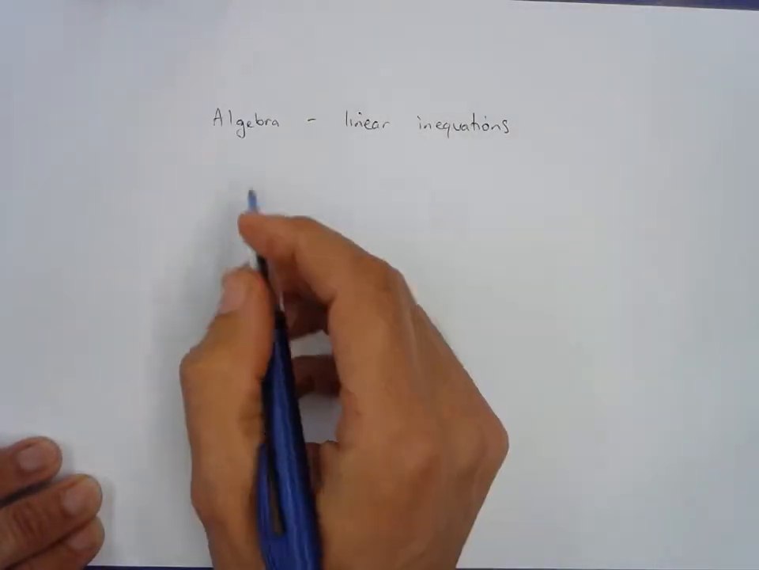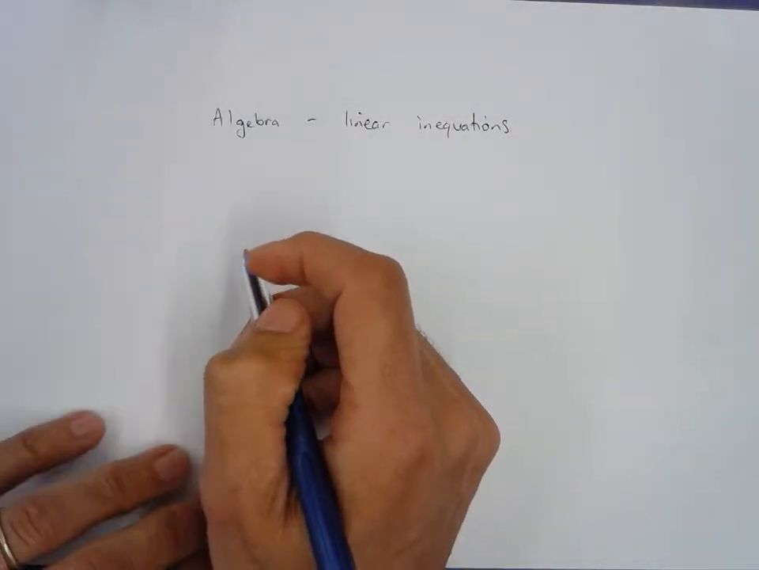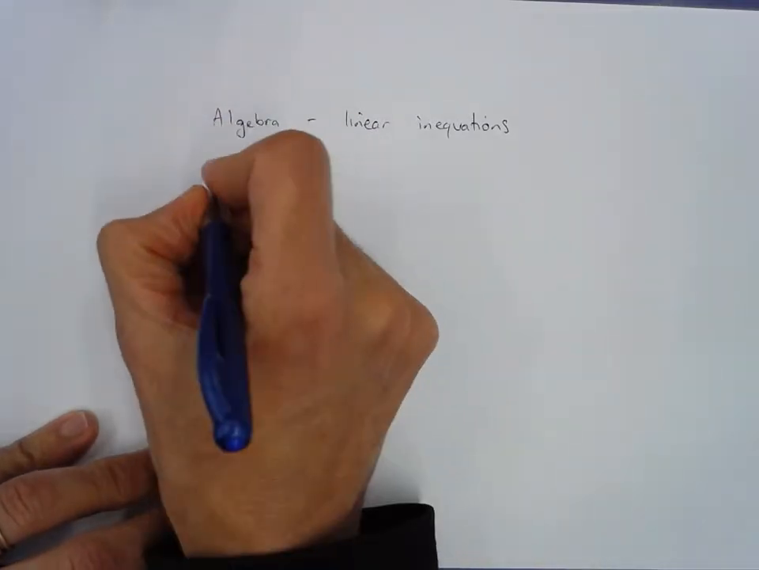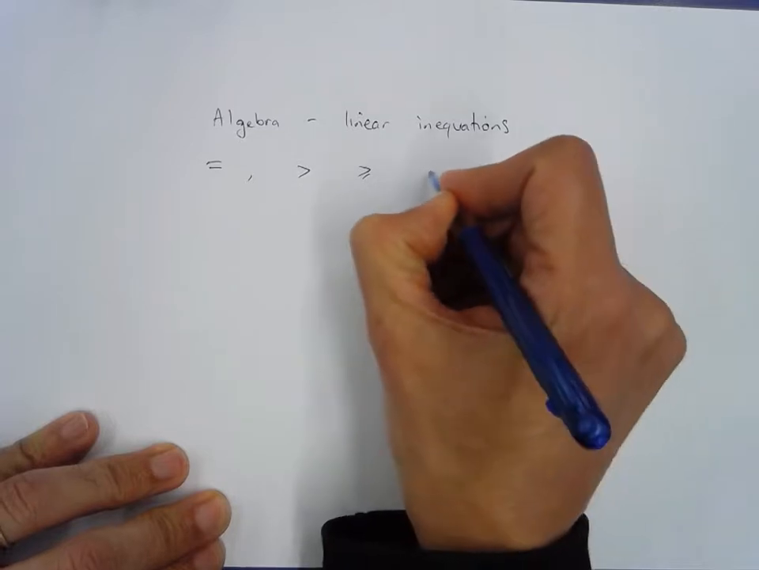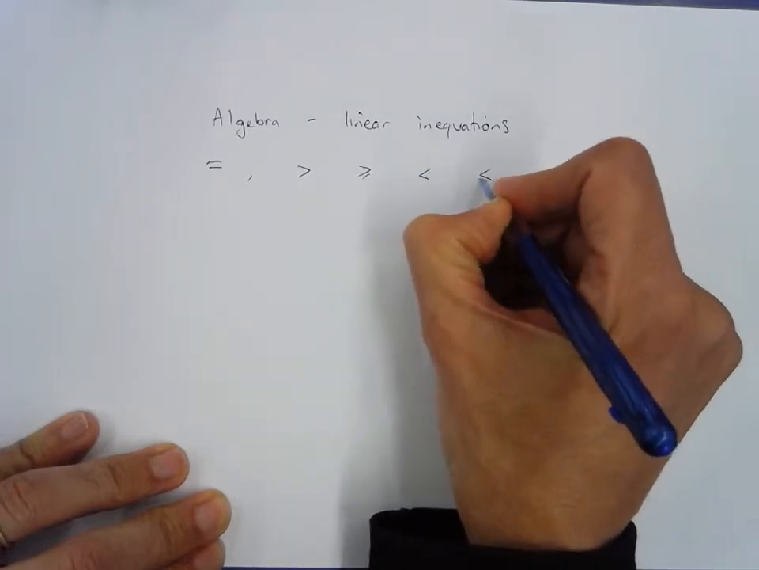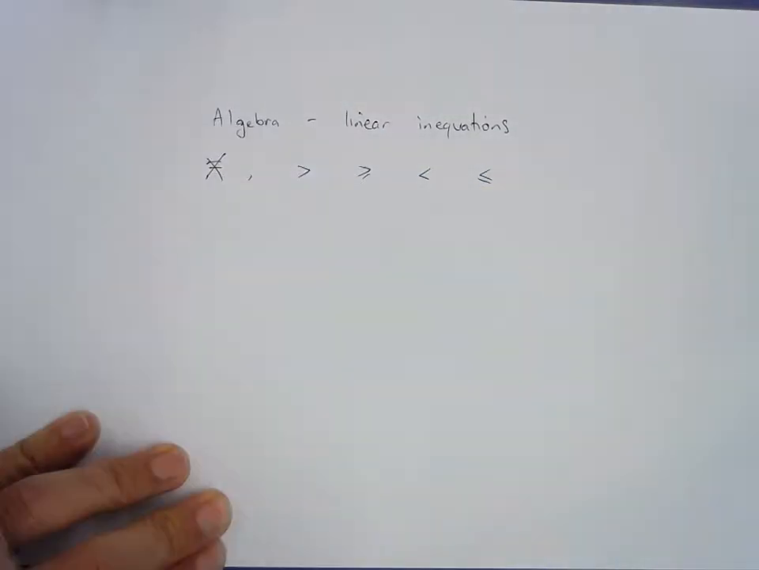Linear inequations in algebra work very similar to linear equations, but instead of having an equal sign, we now have either a greater than or equal to sign, a less than, or a less than or equal to sign. We don't have equal signs in linear inequations.